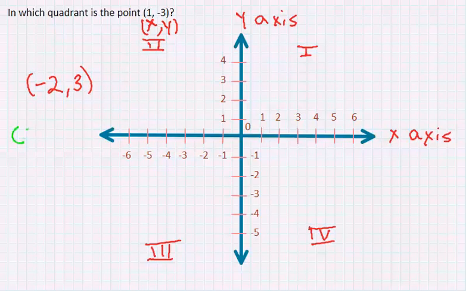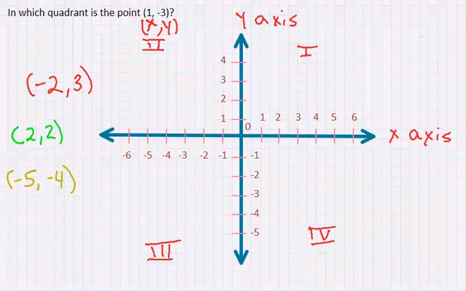Let's do (2, 2). So we would go over 2 on the x-axis, and then we would go up 2, and there would be the point, and that would be in quadrant 1. Where would the point (-5, -4) be? We'd go over to -5, we would go down to -4. There's the point. And that would be in quadrant 3.